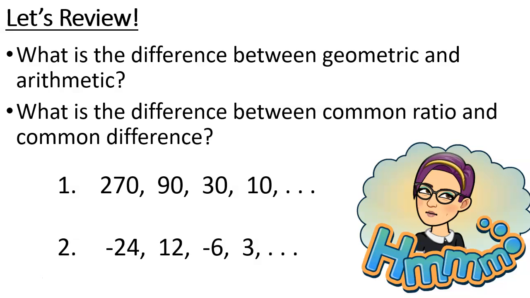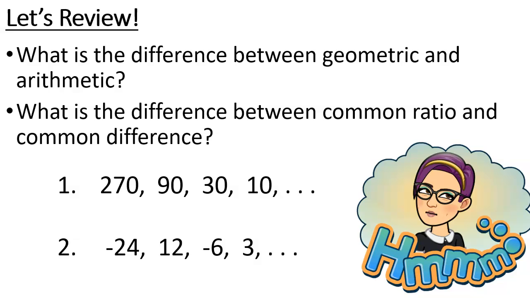All right, so when we take number 1, we see that I have 270, goes down to 90, goes down to 30, goes down to 10. So maybe I don't know what the difference is from 270 to 90, but I do know that 90 divided by 3 is 30, 30 divided by 3 is 10, so that means 270 divided by 3 is 90. So this is a geometric sequence, and I'm dividing by 3, so my common ratio is 1 over 3.